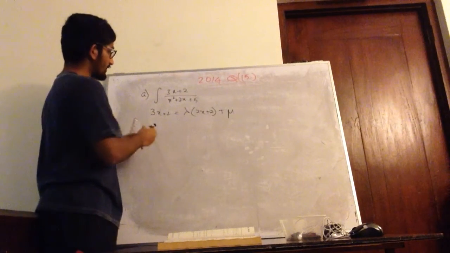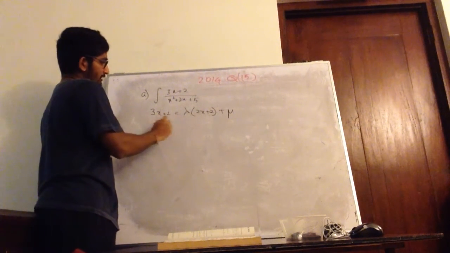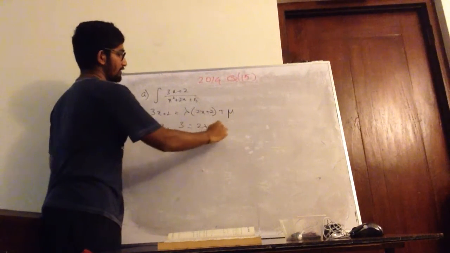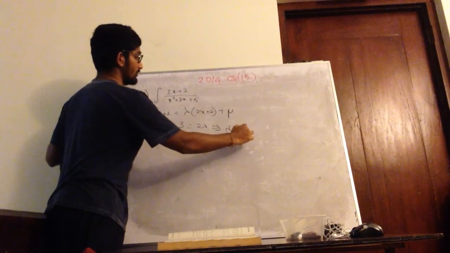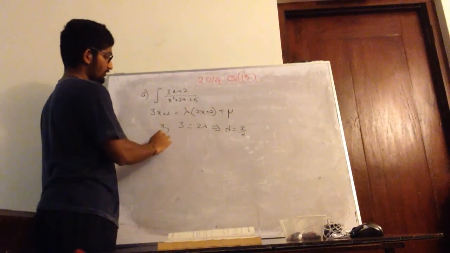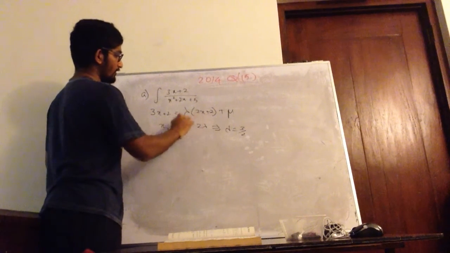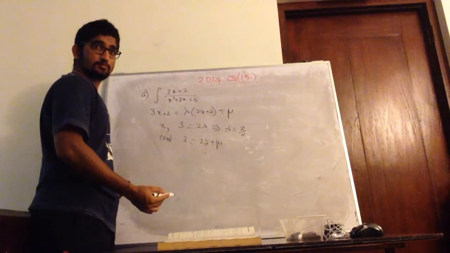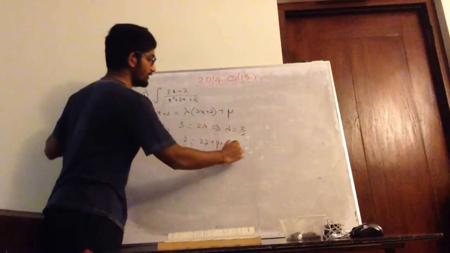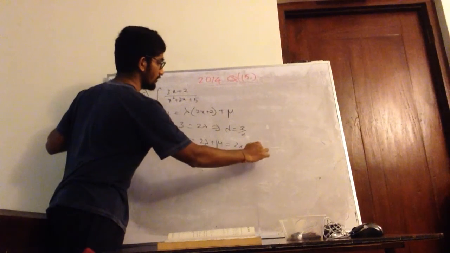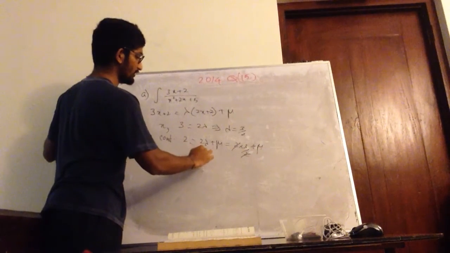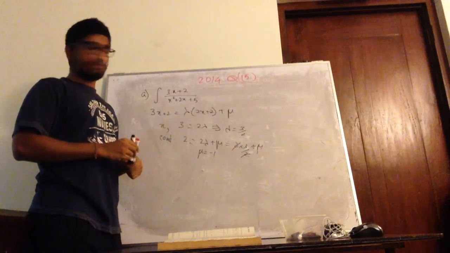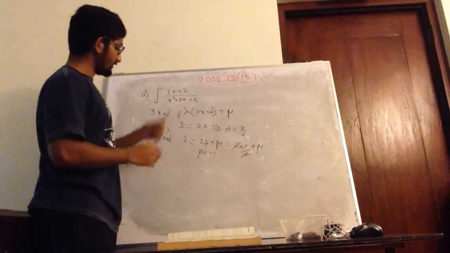Right? So then I'm going to compare now. If I compare the x coefficient, it's going to be 3, this is going to be 2 lambda. That means lambda is going to be 3 over 2. Then the constant is going to be 2 lambda plus mu. Right now, so lambda will be 3 over 2 plus mu. So basically mu will be minus 1. Right? So then I can rewrite this now.